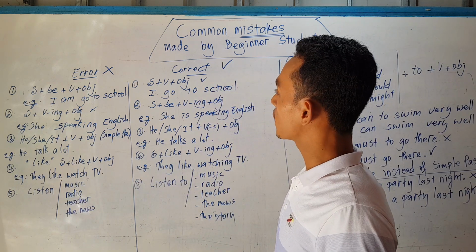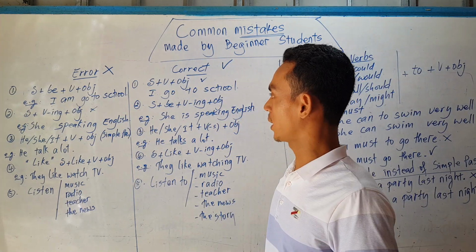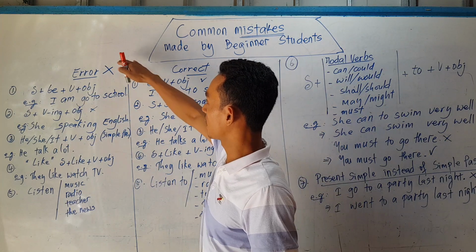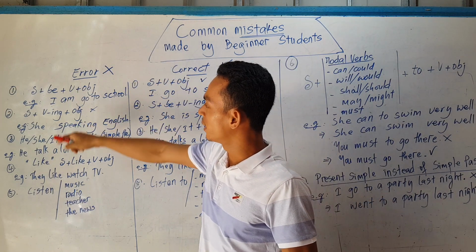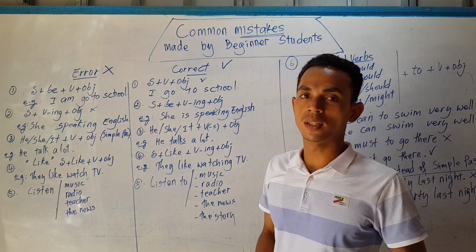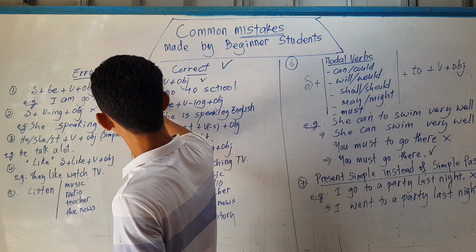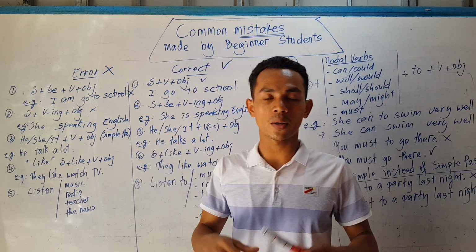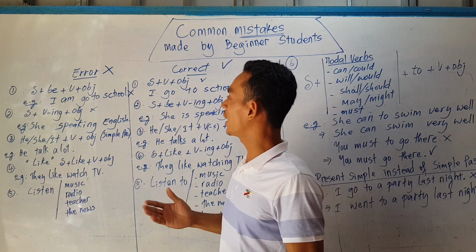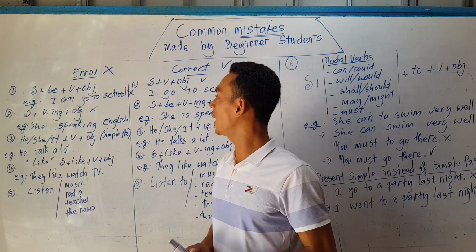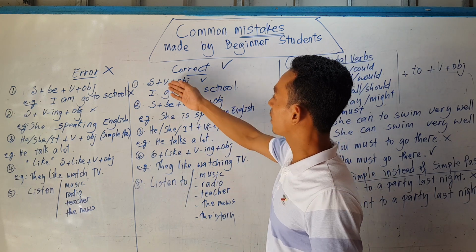Okay, the first one is subject plus to be plus verb plus object. So it is the error, right? This is the error, and this is the correct form. Example: I am go to school. So it is the wrong tense. There is no rule, or there is no form of making a sentence like this. We cannot say I am go to school, but instead we just say I go to school. This is the correct form.